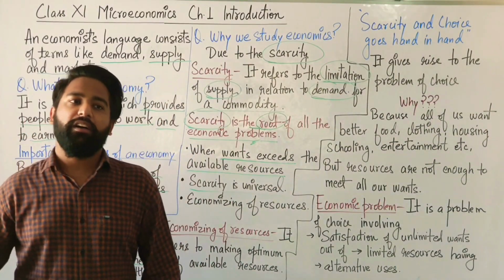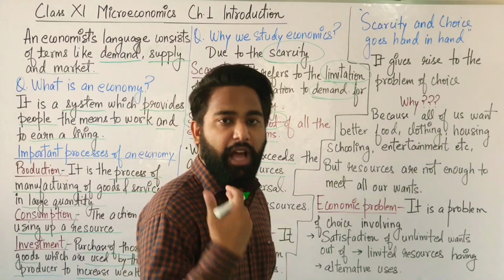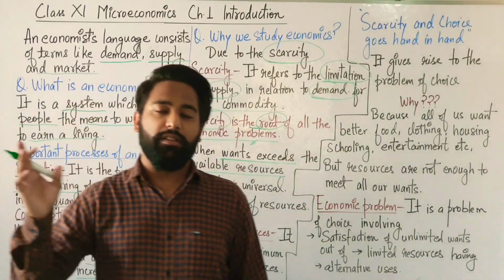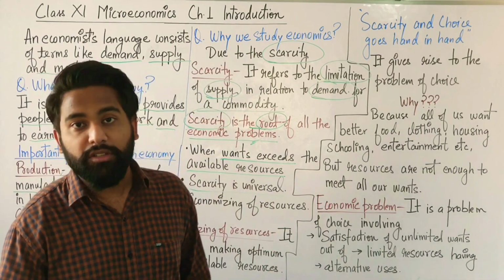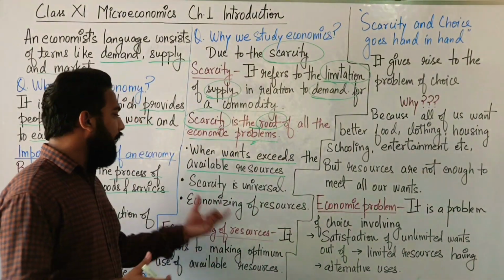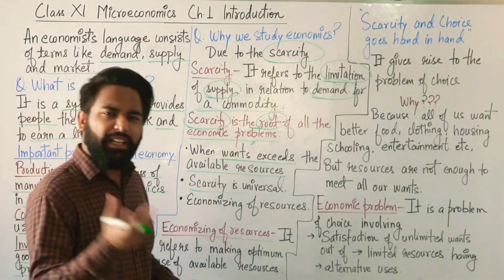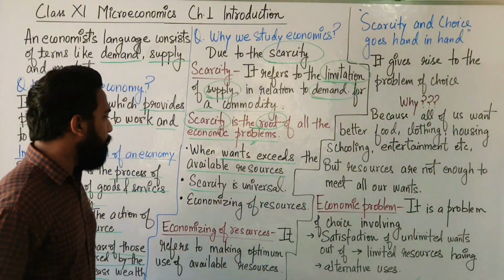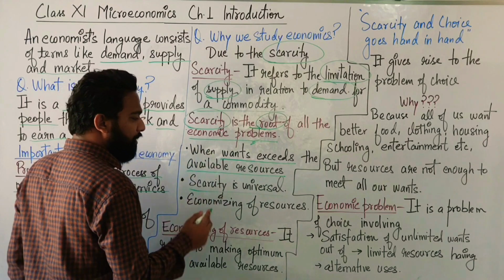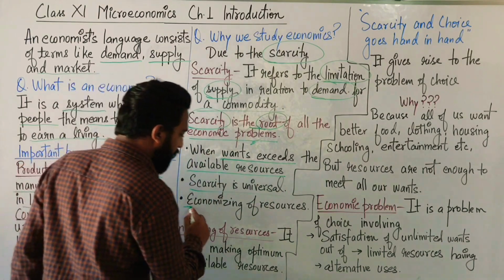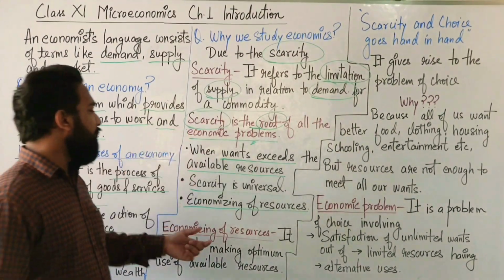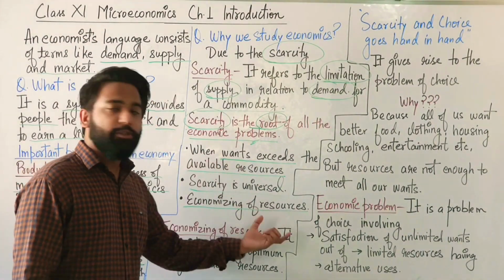In America, maybe there is some scarcity in iron ore. Maybe in Britain, there is some scarcity in coal production, in gold. So there is scarcity of different resources in the whole universe. Now, due to scarcity, what do we do? We economize the resources.